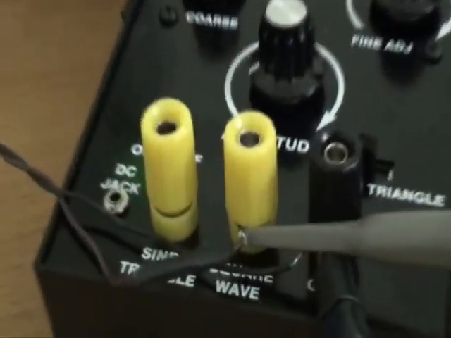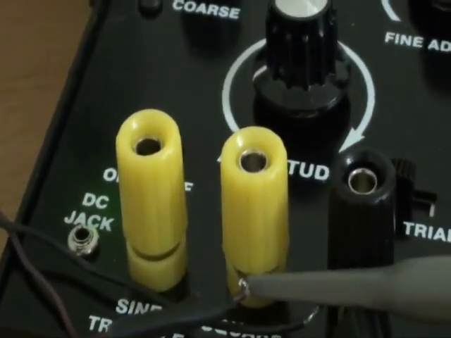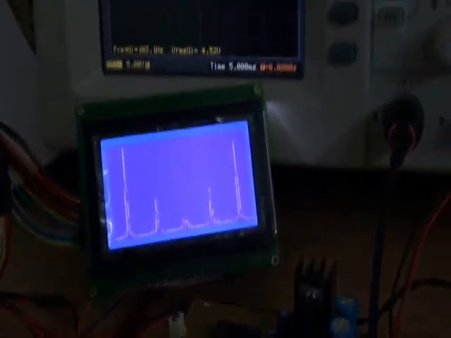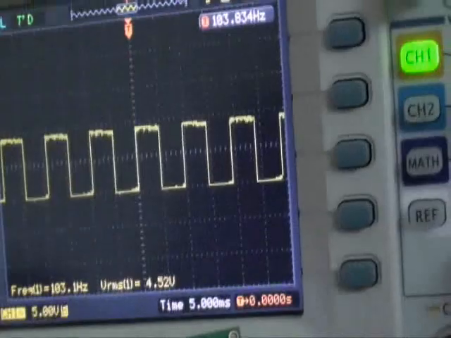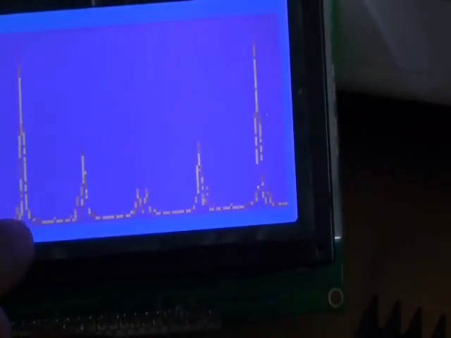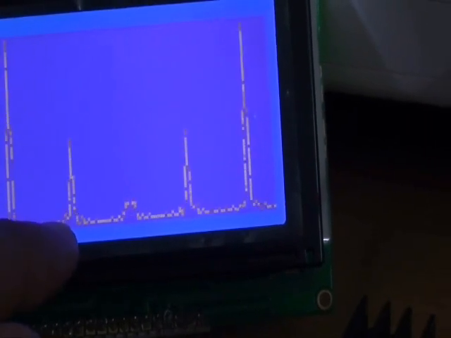Okay, so I have connected the square wave output of the function generator to the input of the spectrum analyzer, and as you can see, my input is a square wave of a frequency of about 103 hertz, and we have the spectrum over here. As we know, a square wave is the addition of the fundamental plus a lot of odd harmonics.